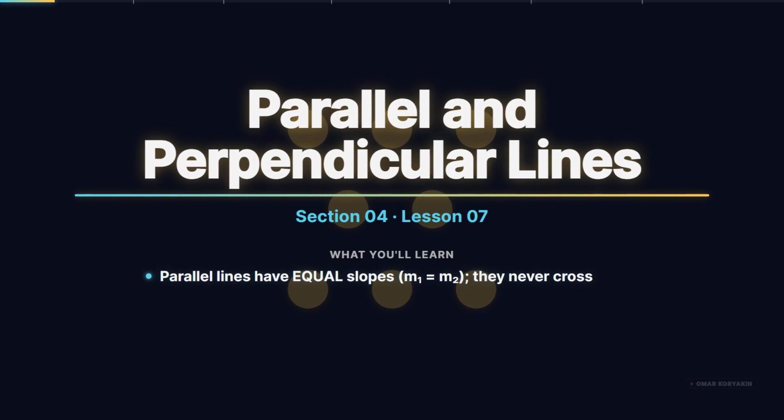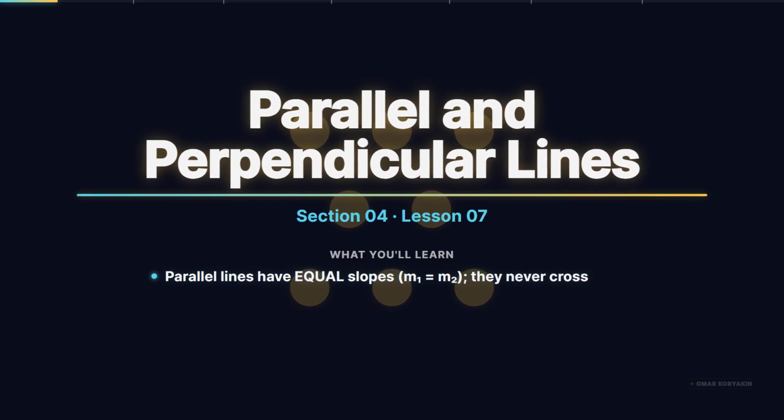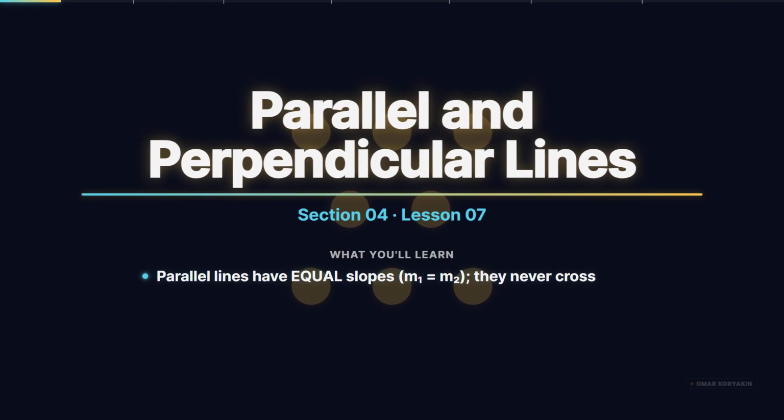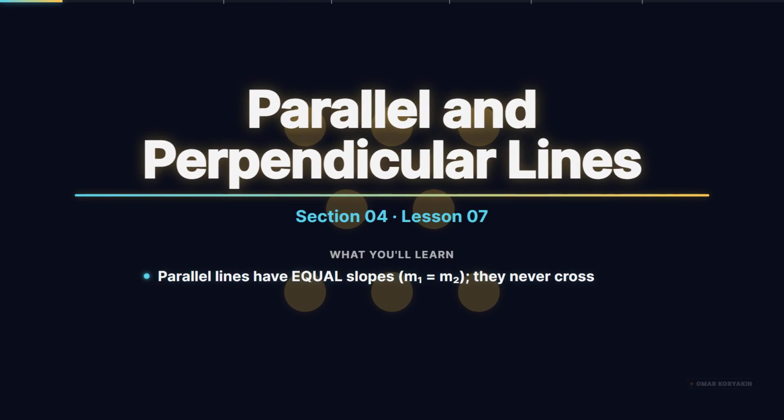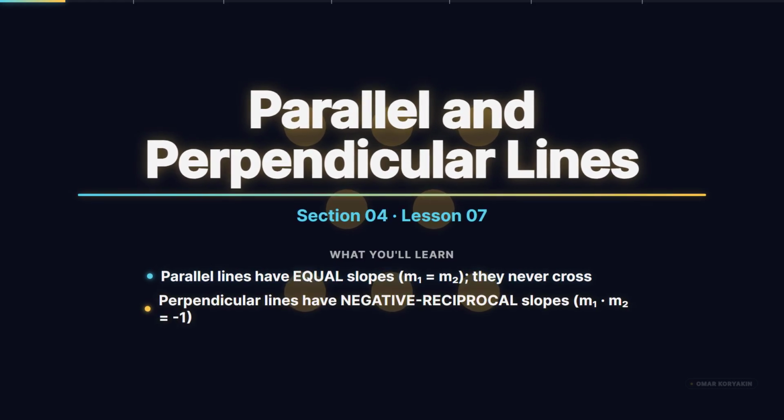Symbolically, m1 equals m2 captures the parallel relationship. The y-intercepts of the 2 parallel lines can be any 2 different values. The parallelism depends only on the slopes being equal. Vertical lines, which have undefined slope, are parallel to each other as a special case.